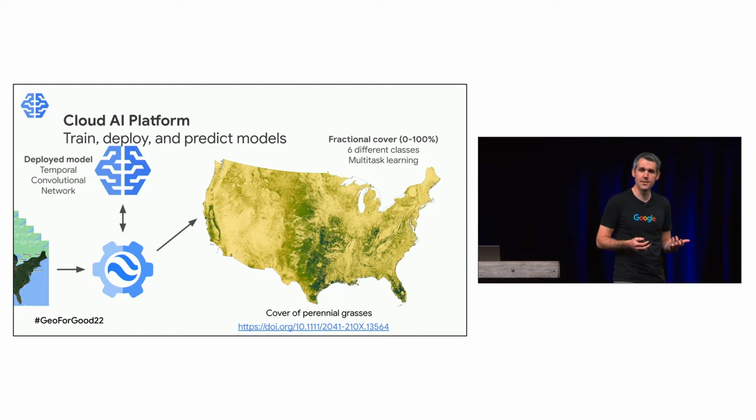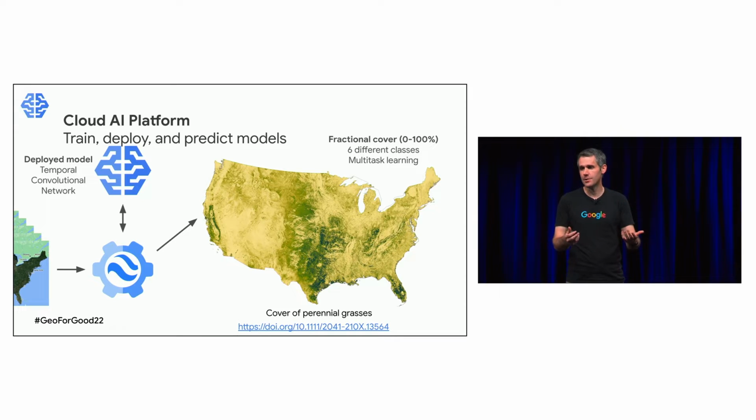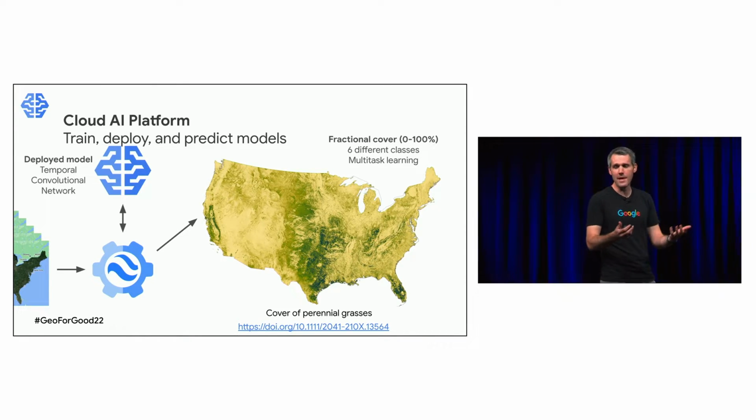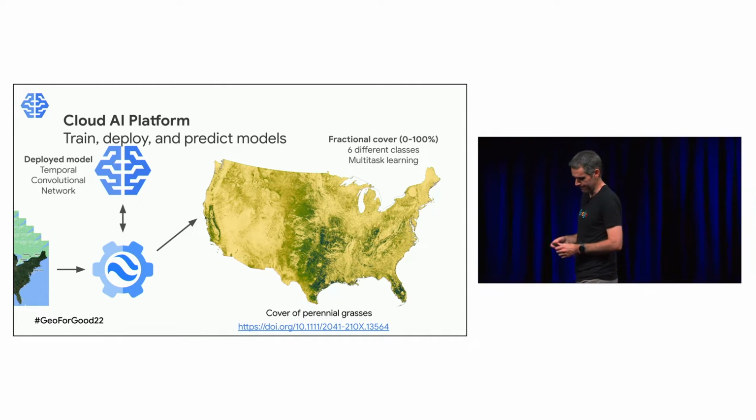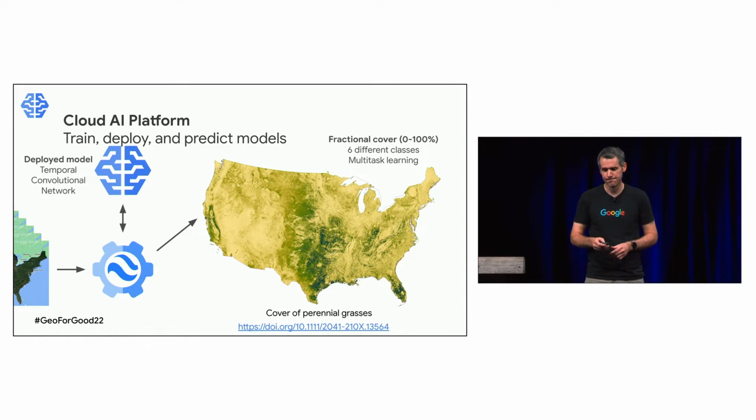Could you have done this locally? Absolutely, but you would have to get all that information out of Earth Engine, the entire Landsat archive, make the predictions locally, and then re-ingest it into Earth Engine. It's much more efficient and much faster doing it this way.